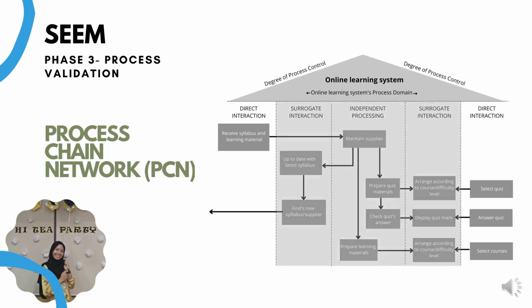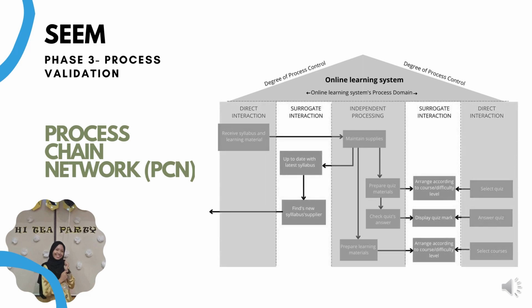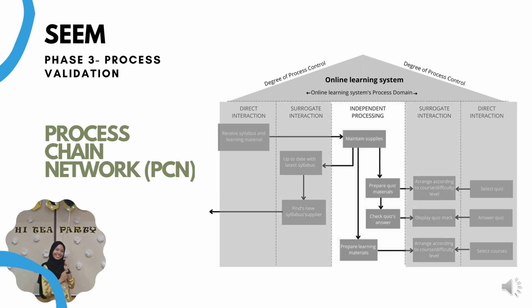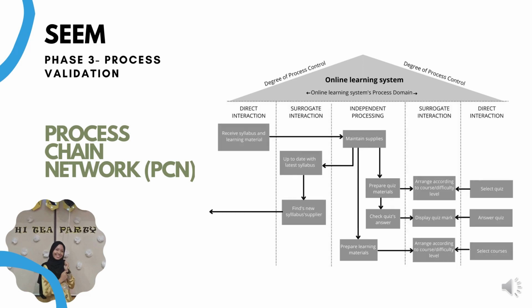The direct interaction region includes process steps that involve the system interacting with another entity, such as a student or customer. The surrogate interaction region includes the process steps in which the system is acting on the resources coming from another entity without direct interaction. The independent processing region includes process steps that the system performs without interacting with another entity.